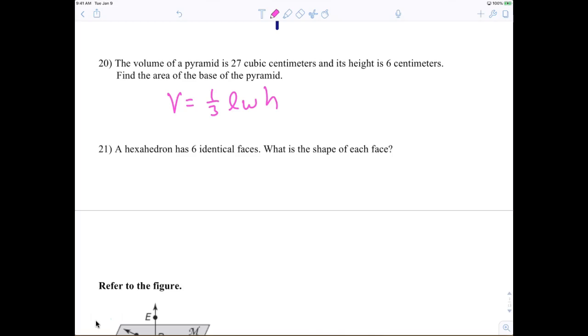All right? So now the volume is what? 27 equals 1/3. All right? Now, what would be the area of the base? The area of the base would be length times width. You agree with that? So I'm just going to write B, and then it said the height is what? 6, right? So does everybody see that the area of the base would have to be 13.5 square centimeters?